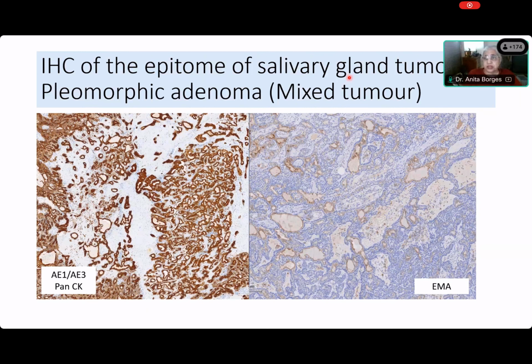The basaloid cells have not taken it up, which means that the myoepithelial cells do not express EMA, whereas both epithelial and myoepithelial cells express pan-cytokeratin. It's an important diagnostic consideration. It is best seen in pleomorphic adenoma, the one tumor in which we don't need any kind of immunohistochemistry.